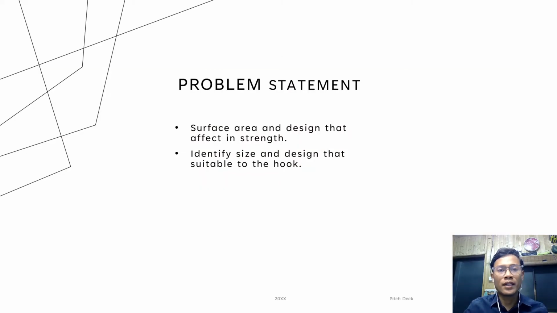On the next slide, it shows the problem statement of this project. The problem statement of this project is that the surface and design affect the strength. As we know, the surface area or contact area is important to identify its strength. So this shows that the surface area really affects the strength.